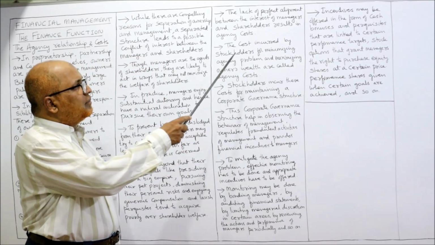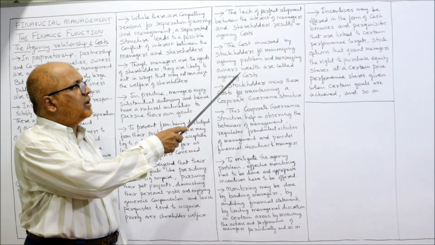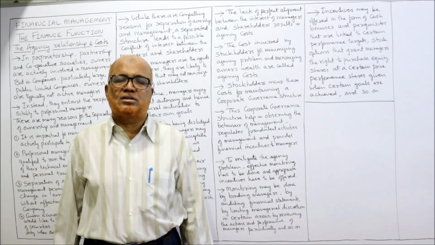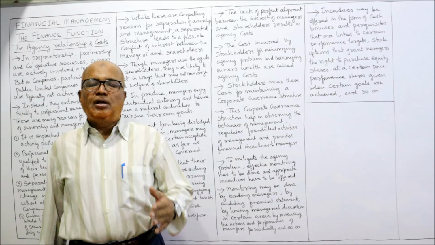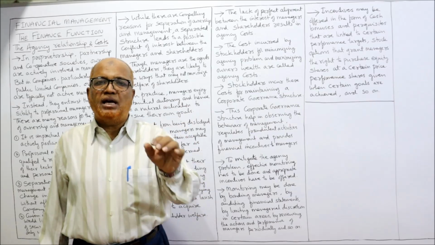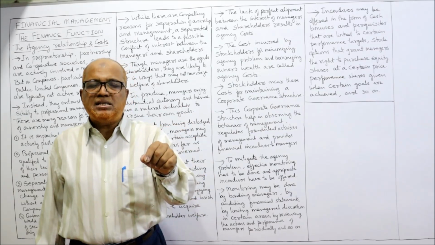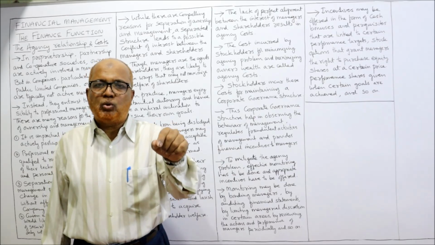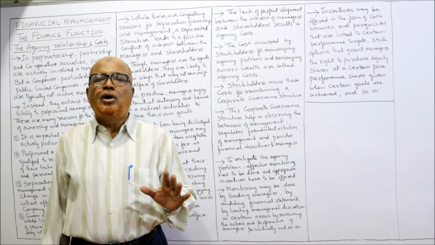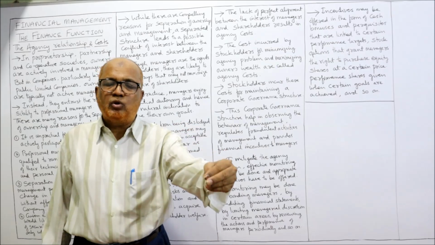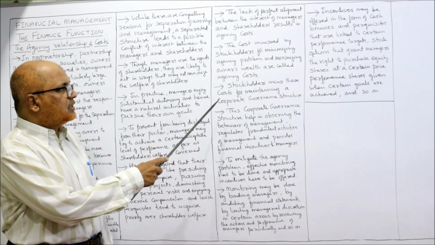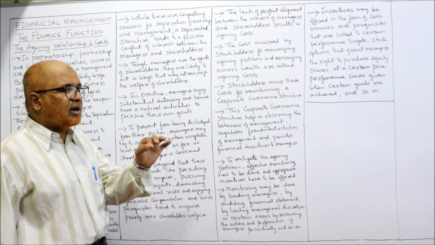Now, the cost incurred by stockholders for minimizing the agency problem and maximizing the owner's wealth is called agency cost. This is very important. What is agency cost? The cost incurred by the stockholders in order to minimize the agency problem. What is the agency problem? The conflict between the interests of owners and the managers. That is the problem. To minimize that problem, some cost has to be incurred, and that cost is called agency cost. So stockholders incur this cost for maintaining a corporate governance structure.